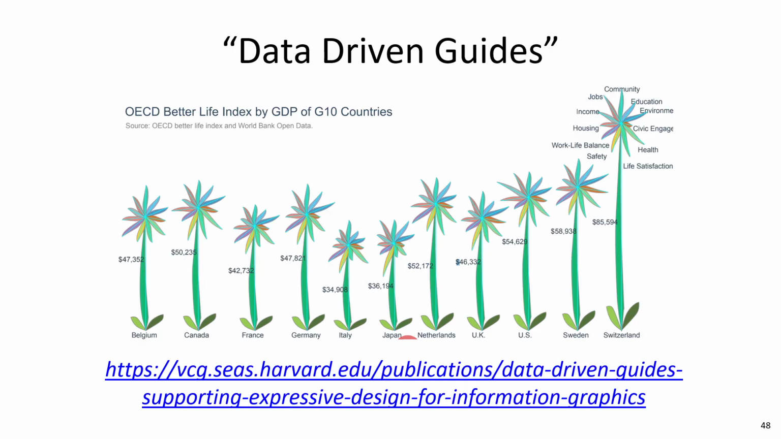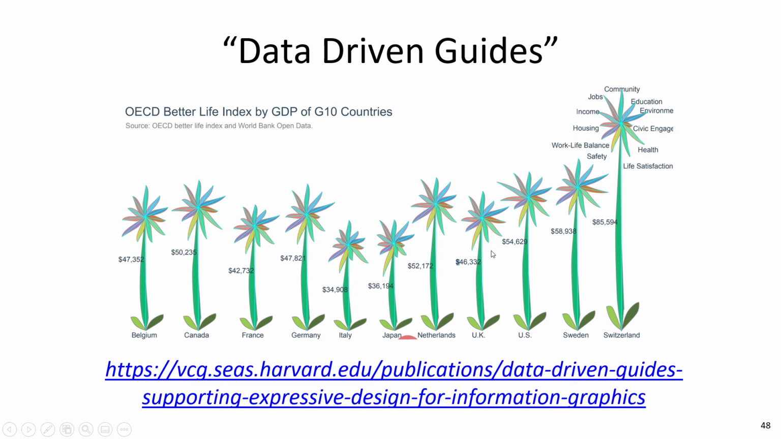This would be a glyph using, I think, each of those. So each of the petals of these flowers indicates a different dimension. And so you can actually compare across different countries and the different dimensions they're looking at. So, for example, what is the UK really, really good at? We're really good at work-life balance, safety, right here. That's where the UK is really kicking butt.